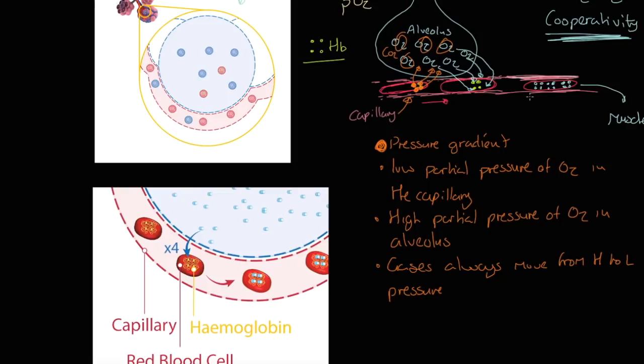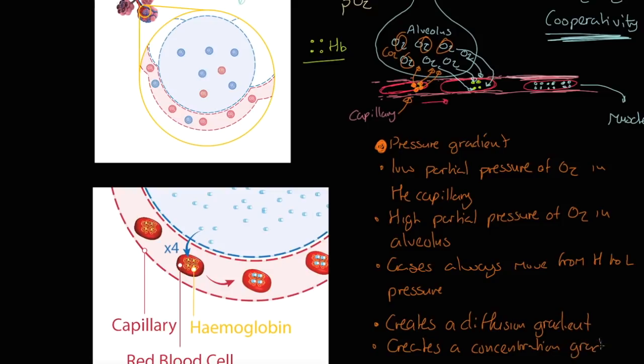Now, I also want you to know that another way of saying a pressure gradient, we could also say this creates a diffusion gradient, more of which in a second. Just be ready to use that term, a diffusion gradient. We can even say it creates a concentration gradient. So all of these terms are effectively synonymous, but we might want to use one or all of them in our answers. So that is how that gas exchange actually operates.